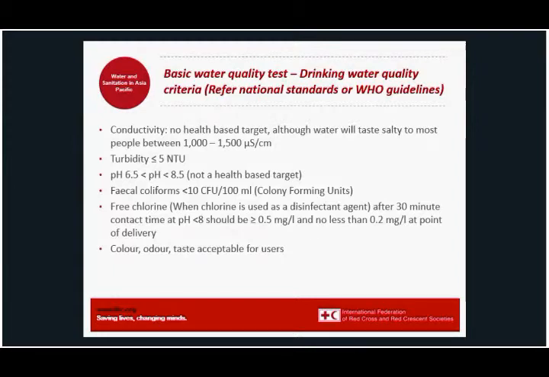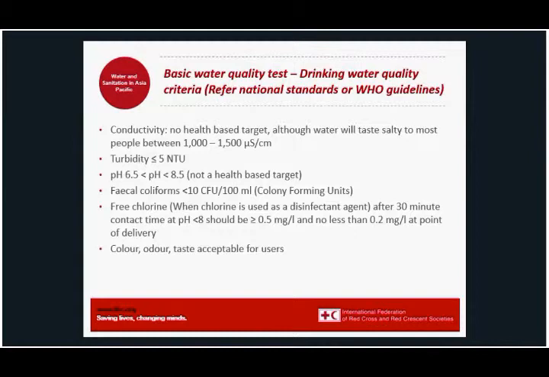pH, again, similar to turbidity and conductivity, is not a health-based target, but having the correct pH will impact the functionality of our equipment. Fecal coliforms, also called thermotolerant coliforms, which should be less than 10 coliform units or CFU per 100 milliliters.